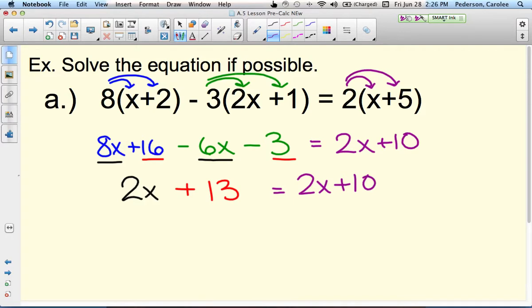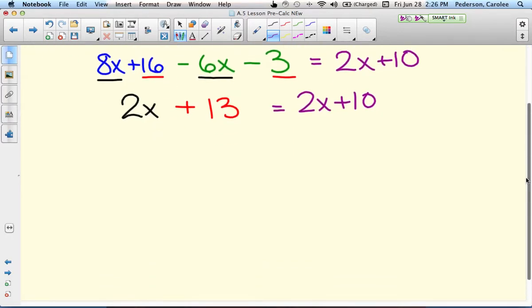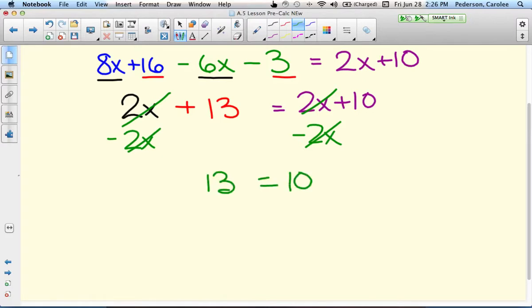Now I want to combine like terms again, so I want to get my x's together. So let's go ahead and subtract 2x from both sides. So 2x minus 2x. Uh-oh, what happens is I'm left with just 13 equaling 10. If my variable cancels out, this means I do not have a solution. It's not possible to solve this equation for x.